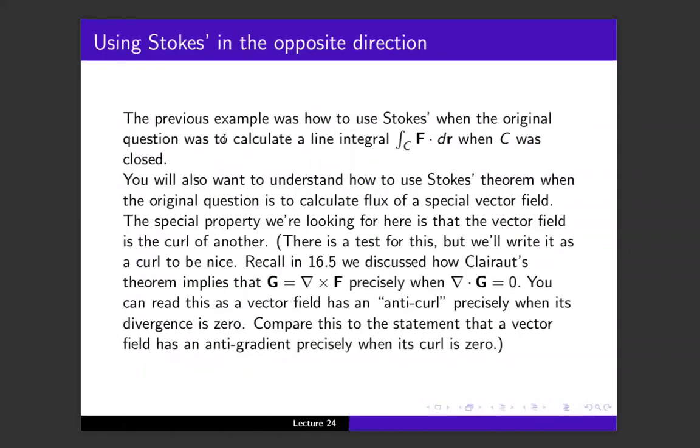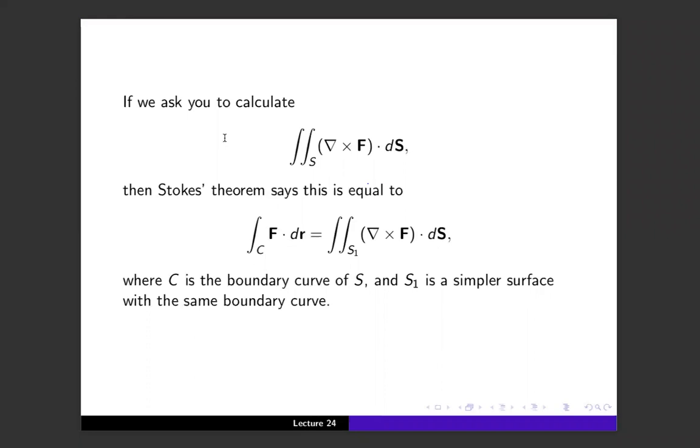But you can go in the opposite direction as well. So what we just looked at was how to use Stokes' theorem when the problem is to calculate a line integral when your curve is closed. But you can go the other way as well, which is to say that you can use Stokes' theorem when you're trying to calculate a double integral over a surface, and your integrand is a curl field. We're not going to get into the divergence theorem and finding anti-curls exactly, but we will say that if you know that your integrand is a curl, then you can automatically just use Stokes' theorem.